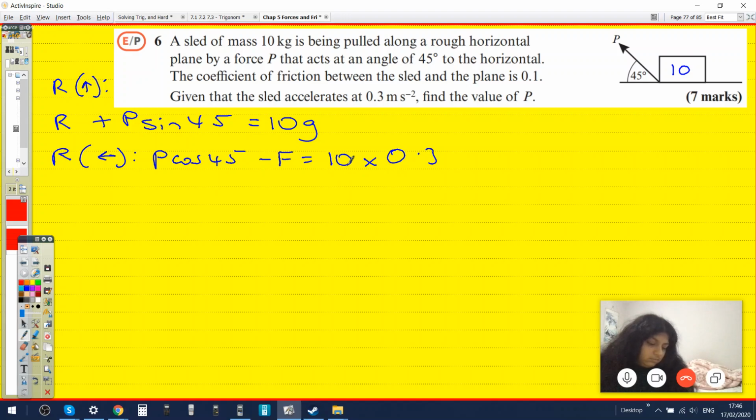So pick some other equation then. So you get 3 equations with 3 unknowns. Yeah. Well, F equals mu R. That'll do. So F equals 0.1 R. And then you can just substitute into the second equation, then you can use simultaneous equations. Yep.